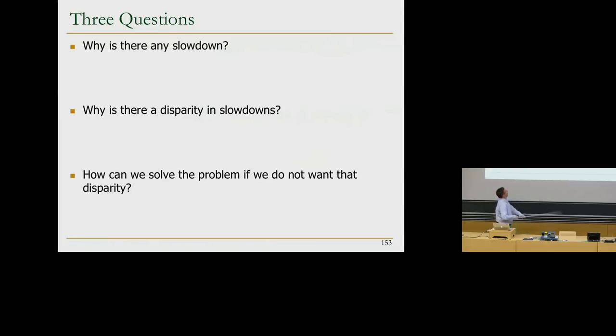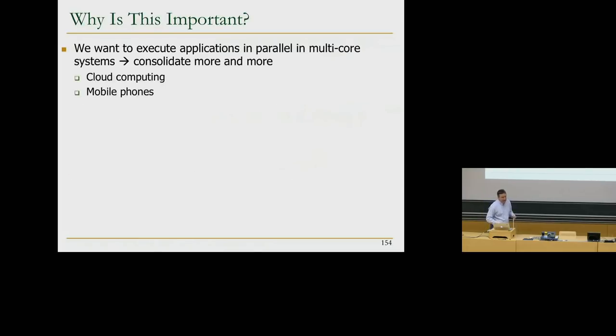So, three questions. Why is there any slowdown? And why is there a disparity in slowdowns? It's not even obvious why there should be a slowdown. There are two cores running in parallel, and they shouldn't be interfering with each other. They are running completely different programs. What is going on?